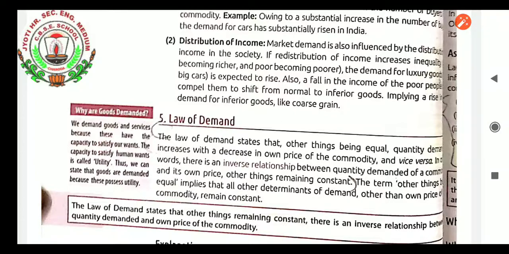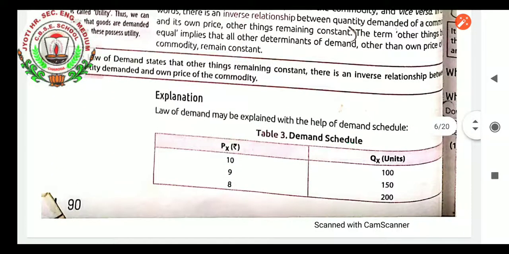The law of demand states that, other things being equal, quantity demanded increases with a decrease in own price of the commodity, and vice versa. In other words, there is an inverse relationship between quantity demanded of a commodity and its own price, other things remaining constant. The term other things implies that all other determinants of demand other than own price of the commodity remain constant, which we have learnt in the beginning of the chapter also.